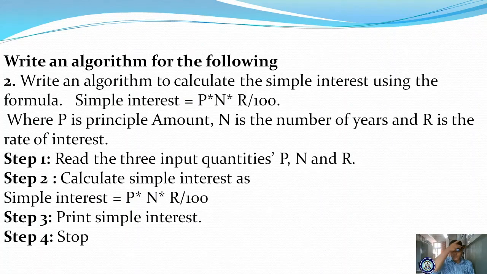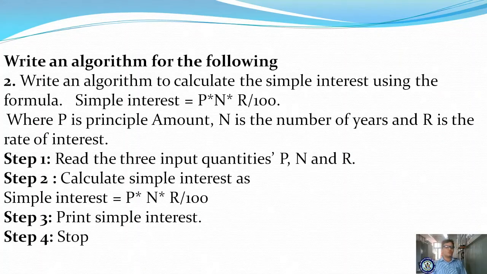So what is the next program? Write an algorithm for the following: write an algorithm to calculate the simple interest. We have to calculate the simple interest using the formula simple interest is equal to P into N into R by 100. Here P is the principal amount, N is the number of years and R is the rate of interest. To solve this problem, we use an algorithm. In step 1, we read 3 input quantities: the P value, N value and R value.